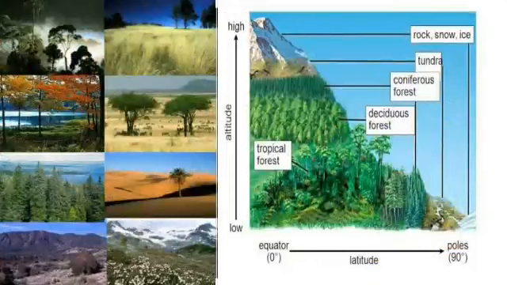Deciduous forests shed their leaves during the dry season, and during the monsoon season, that is the wet season, they grow wild. And next to that we have the tropical forest. Tropical forests are those forests which remain green throughout the year.